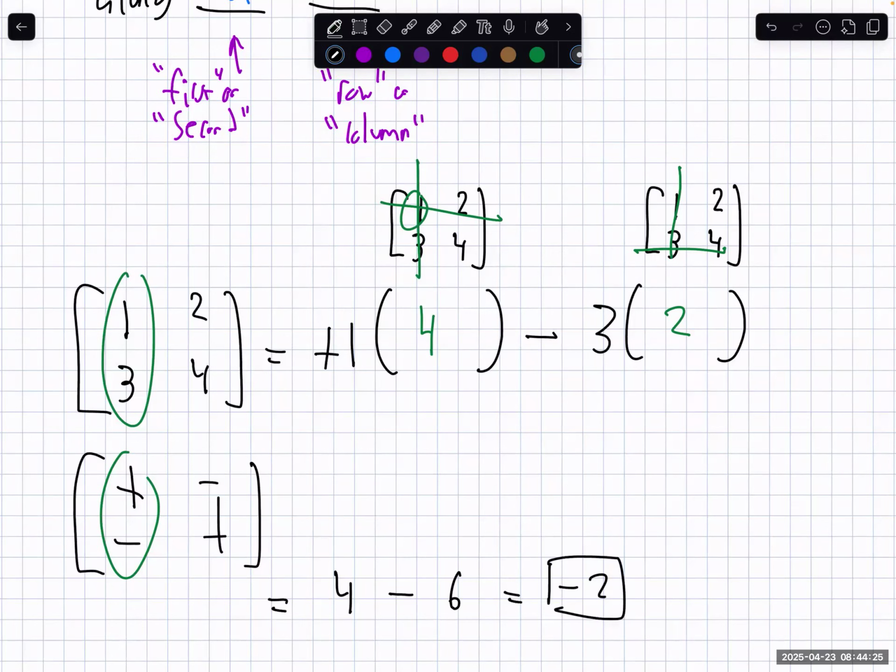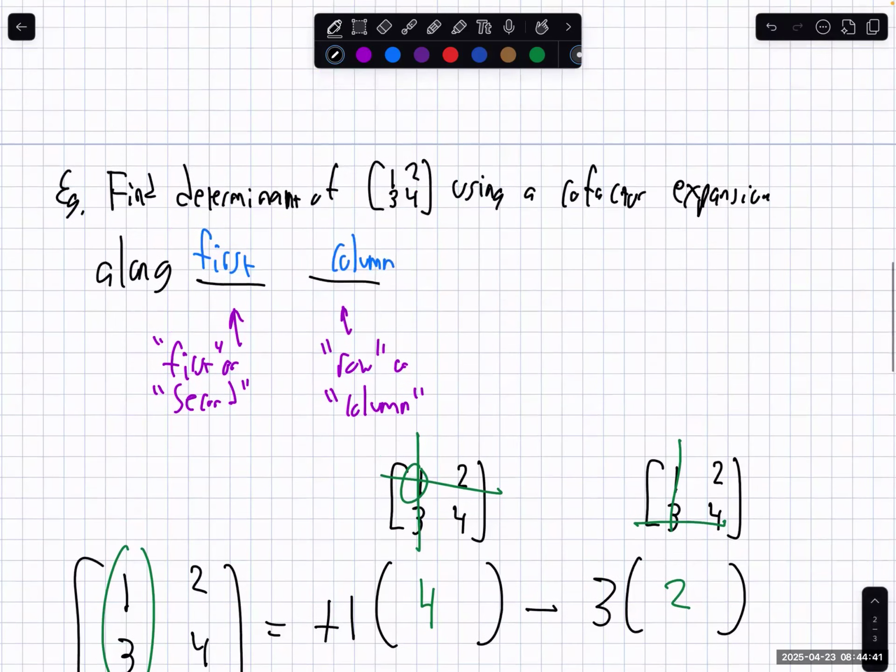Is this like an expanded version of what you do with your cross product? Yeah, I'll show you how to do what's essentially the cross product calculation with a 3x3 matrix. So this is the 2x2 version of that process.